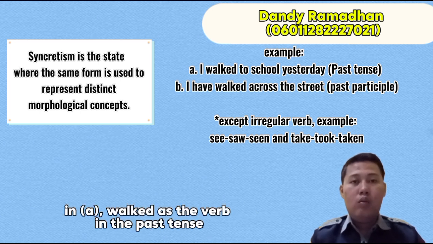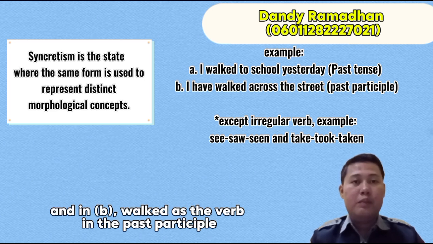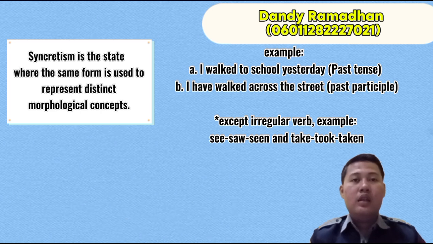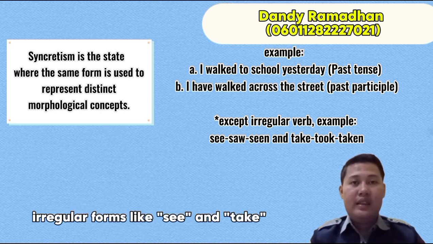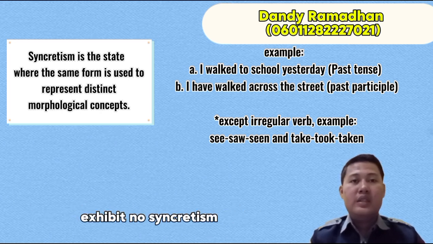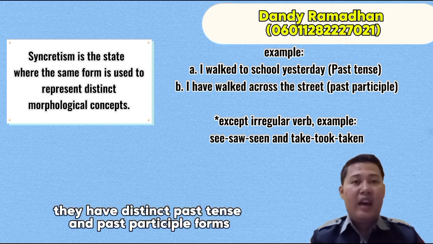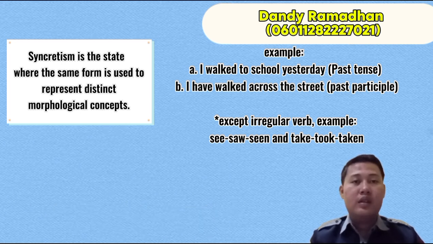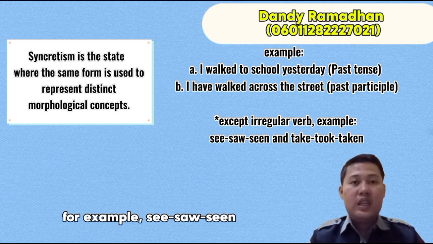In A, walked is the verb in the past tense, and in B, walked is the verb in the past participle. Irregular verbs like see and take exhibit no syncretism. They have distinct past tense and past participle forms. For example, see, saw, seen, and take, took, taken.